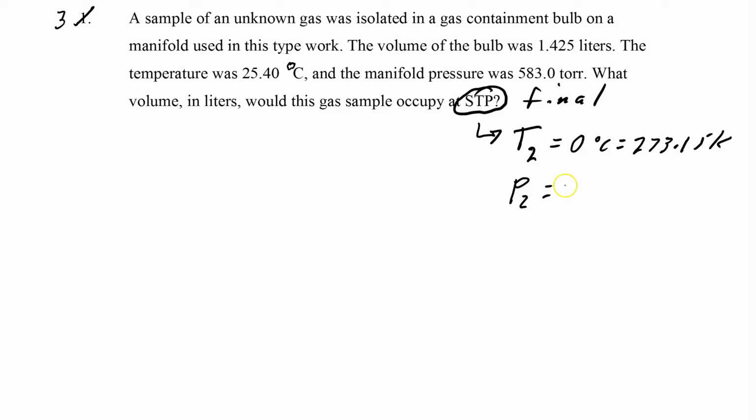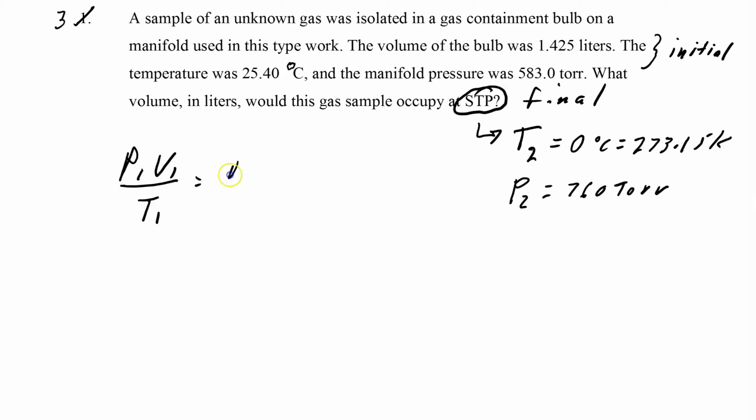Pressure, standard pressure in torr is 760 torr. Again, an exact number, so we have as many decimal places on that as we want. The other numbers in this problem are the initial conditions for the gas. So the equation we're going to use, since we're changing both pressure and temperature, is going to be the combined gas law equation. P1 V1 over T1 is equal to P2 V2 over T2.